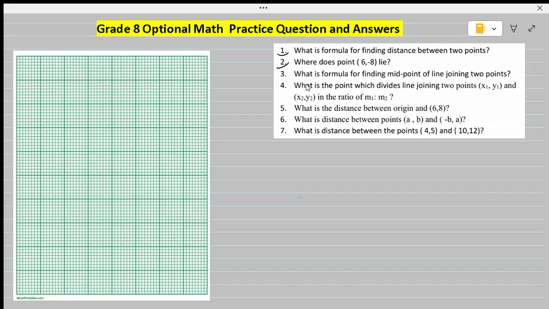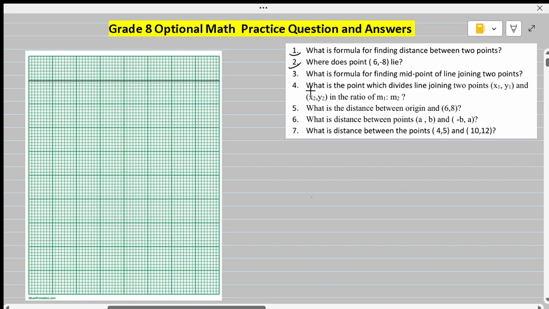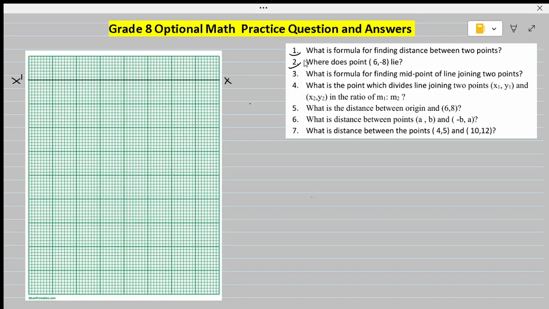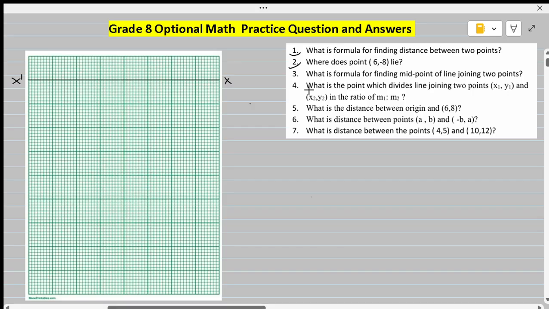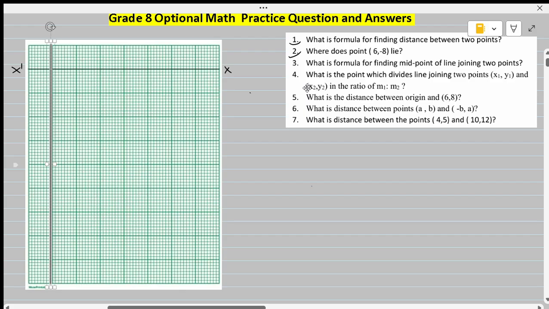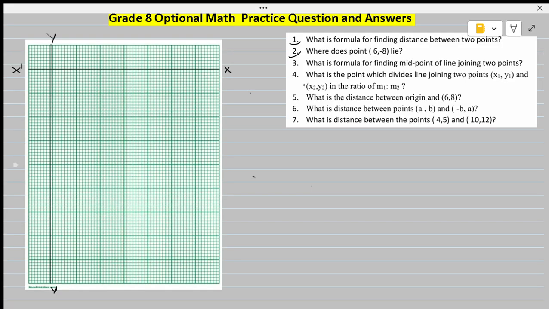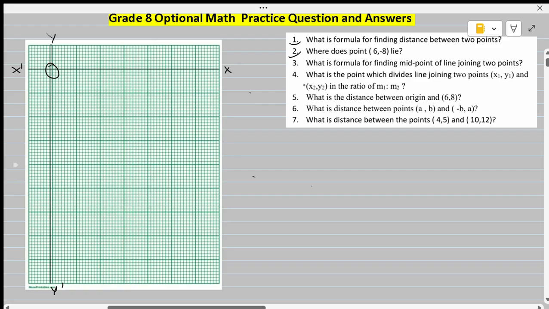Now I'm making the axes. This one, horizontal, we take as the x-axis, X dash, and one vertical, that we take as the y-axis, y and y dash. The intersection of these two axes is the origin.